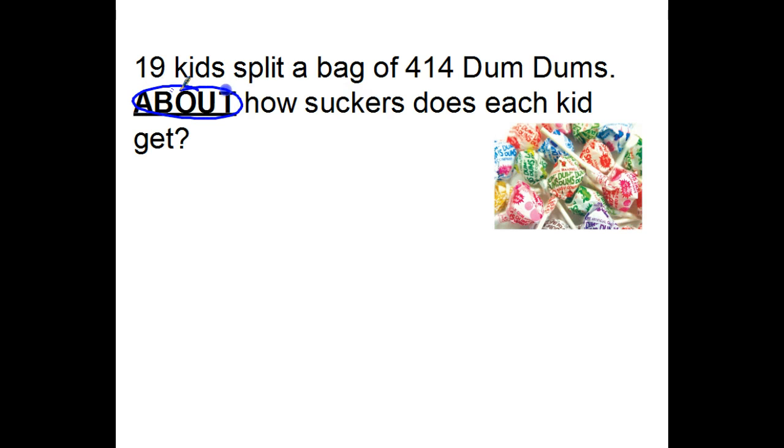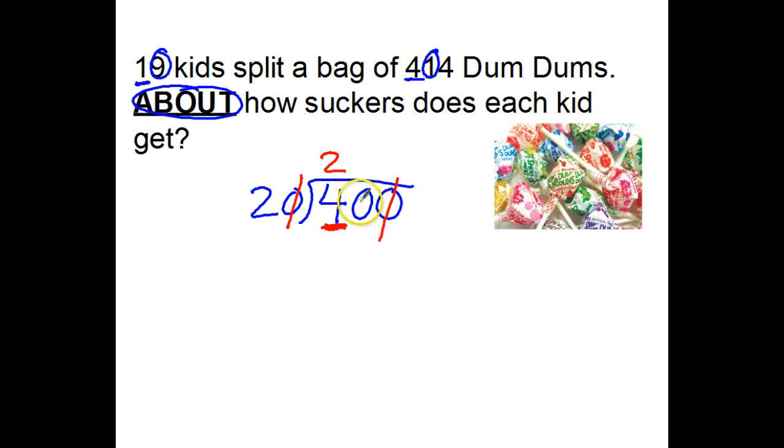Again, I have the word about telling me that I need to round. So I'm going to round off the 414, level 1 bully. It's going to go to 400. The 19 kids, I'm going to round it off. It's going to go to 20. Get rid of the same number of inside and outside zeros, and I end up with 40 divided by 2. How many 2's in 4? 2. How many zeros left? 1. Put it up there. Each kid is going to get about 20 suckers.